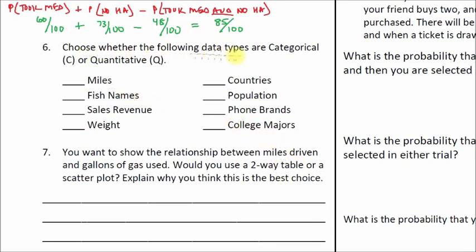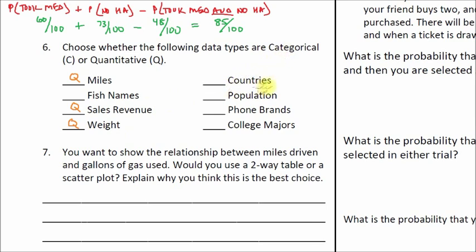Number 6, choose whether the following data types are categorical or quantitative. Well, categorical means non-numeric. Quantitative means numeric or a number. So I'm going to go through all the cues first. Miles is a number. How many miles? We went 5 miles. That's quantitative. Fish names, that's not quantitative. Those are actual words. Sales revenue, that's going to be quantitative. Like you made $1,000, you made $1,500. Your weight is quantitative. I weigh 100 and whatever pounds.